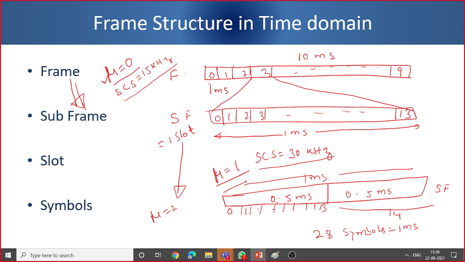But where is the change? The change is in the frequency, because there you had 15 kilohertz, here I have 30 kilohertz. So on the frequency side we are doubling, and in time we are going half. So in less time I am able to transmit more data. That is the basic concept.